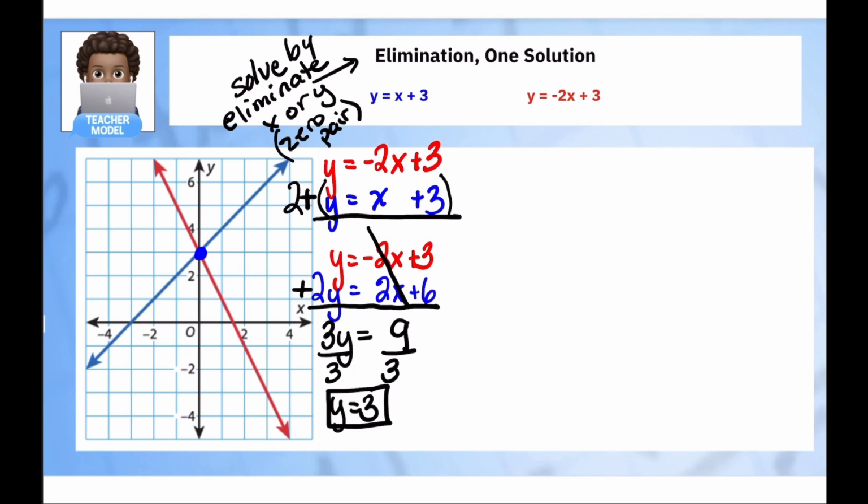I do have the graph here, the one we used earlier, and you can see that my y coordinate is 3 for the solution. You're not always going to have the graph though. I just want to show that this is true. So now I'm going to take that 3 and I'm going to substitute.